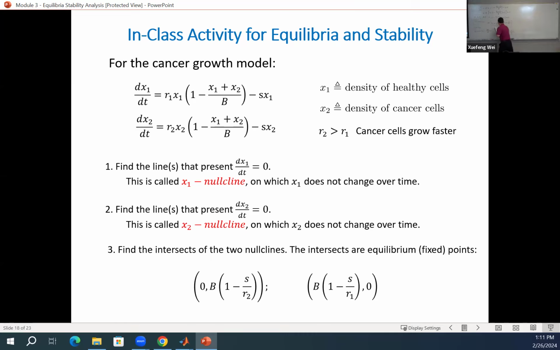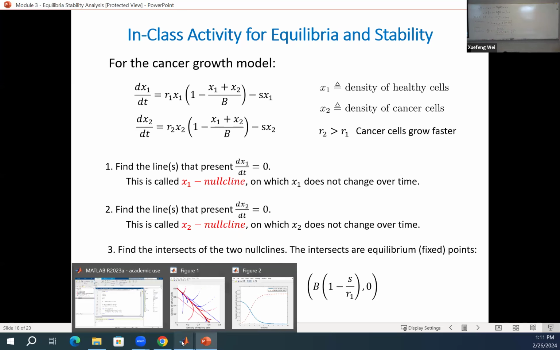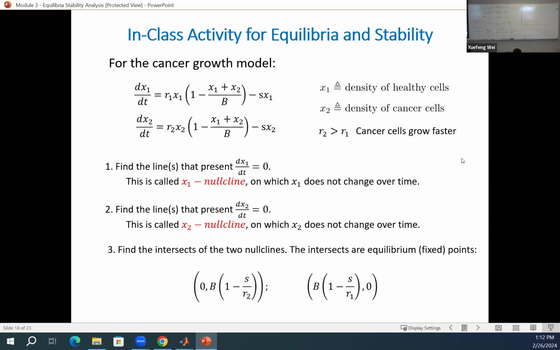These two lines represent the x2 nullcline. So let's draw this. Remember, I drew the two lines just now. Let me draw them really big in the x1, x2 plane. This is x1. This is our x2 axis.